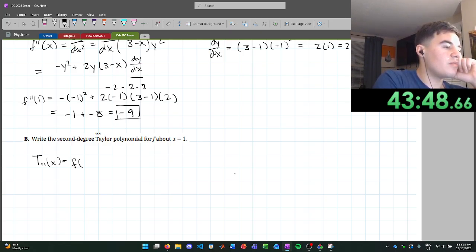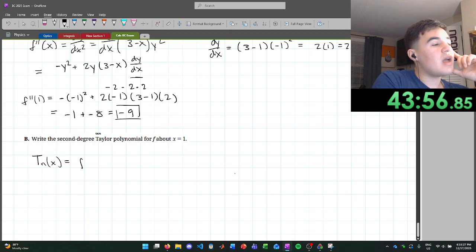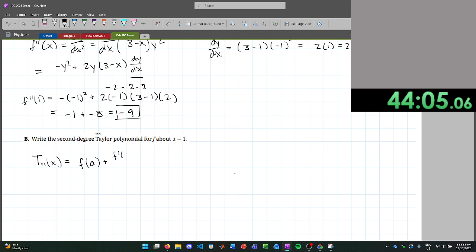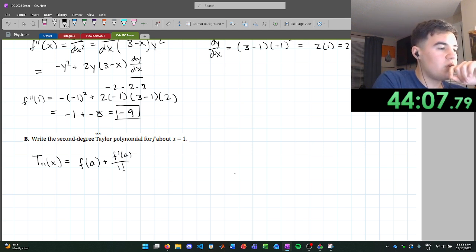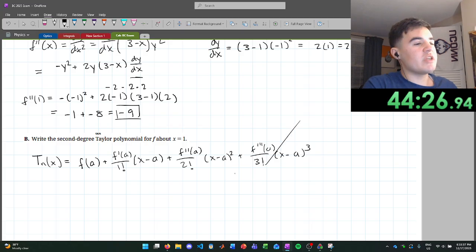f of x is going to equal f at some value a plus, next spot is going to be f prime of a over 1 factorial times x minus a, plus f double prime of a over 2 factorial times x minus a squared, plus f triple prime of a divided by 3 factorial times x minus a cubed. So we want the second degree, so we don't care about this term.